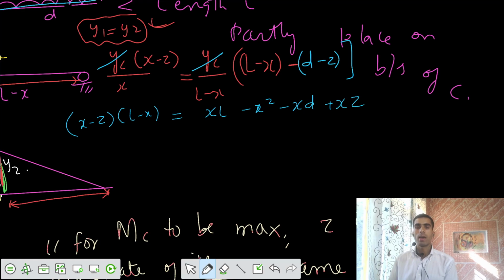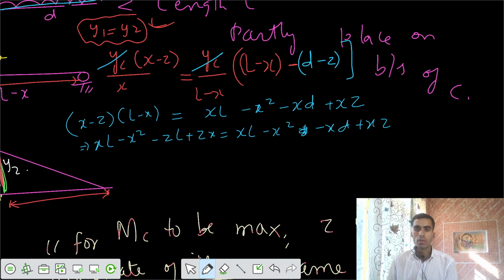So we have this value: negative, negative, positive, positive. And from this side, this is XL, then we have minus X square, minus ZL, plus ZX, that equals XL minus X square plus. So we have this equation. Now XL cancels with XL, X square with X square, and ZX with ZX. So we are left with minus ZL equals minus XD.